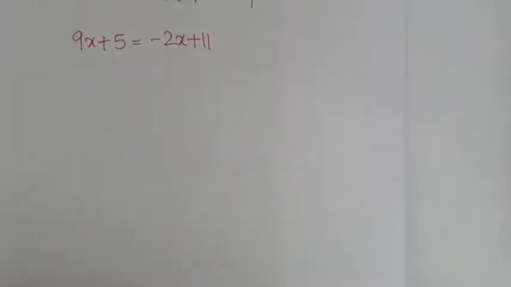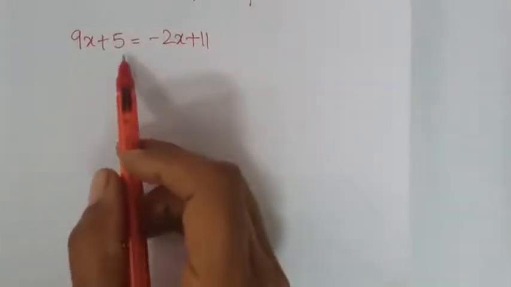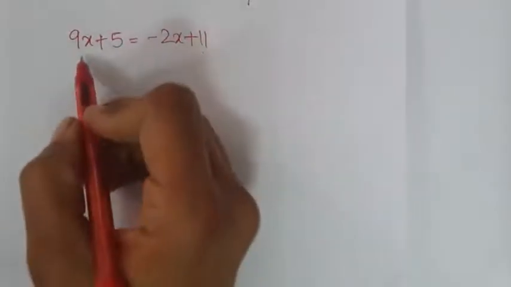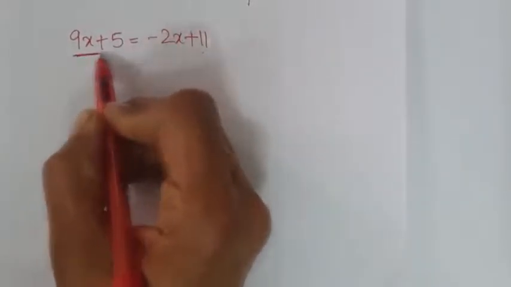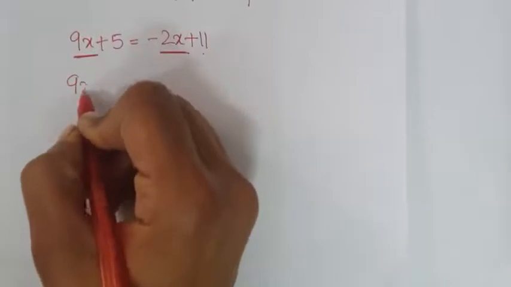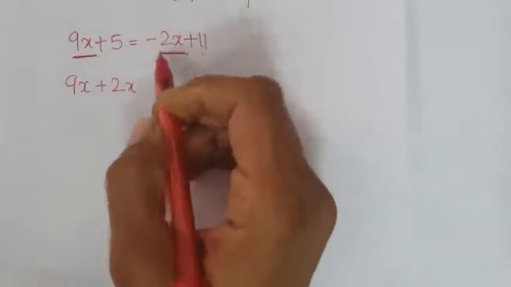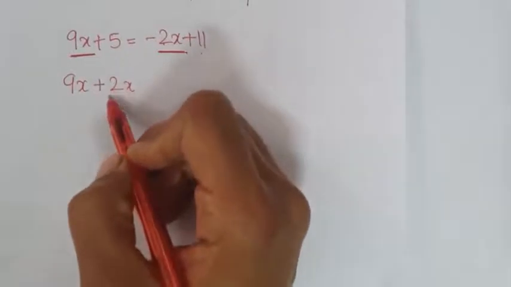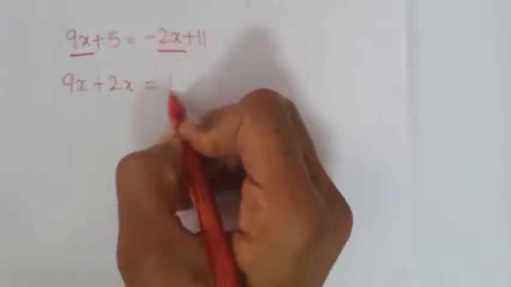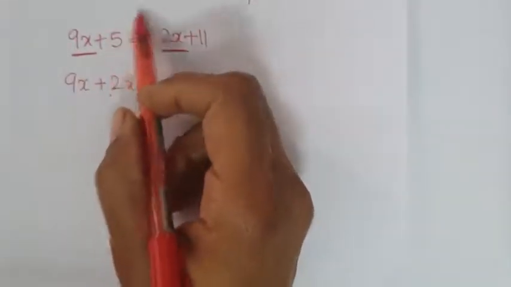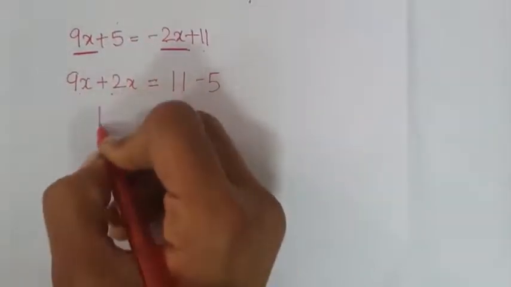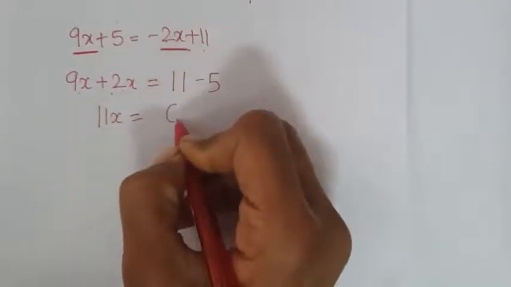Clear? The next question is 9x plus 5 is equal to minus 2x plus 11. Now see, this is the term containing variable. This is also the term containing variable. So keep them on one side. Minus 2x is here. When I shift it to that side, it is getting added. Now 11 is already there. Plus 5 on shifting there will get subtracted. Now 9x plus 2x, 11x is equal to 6.